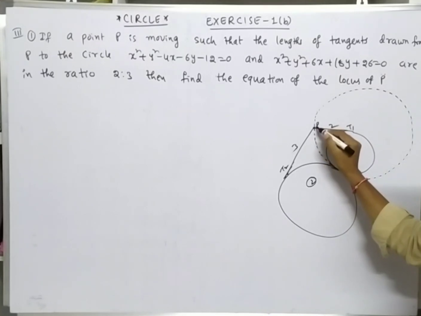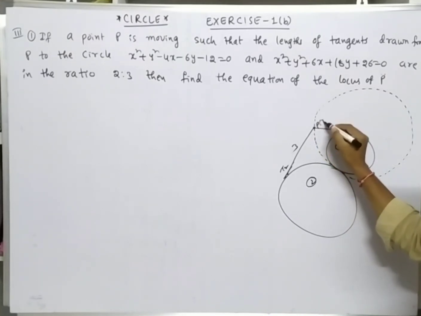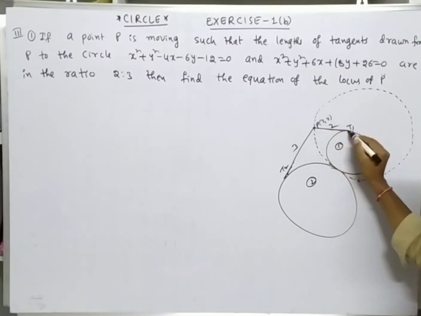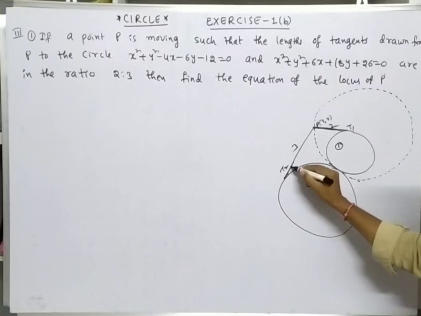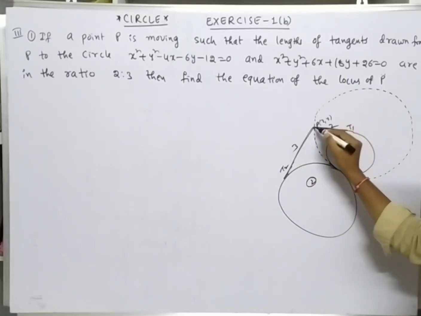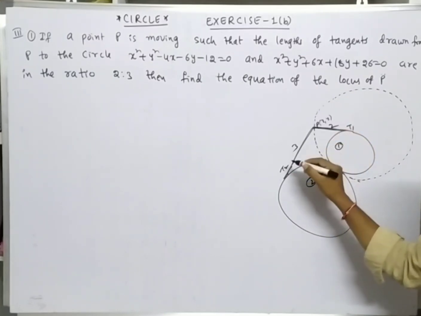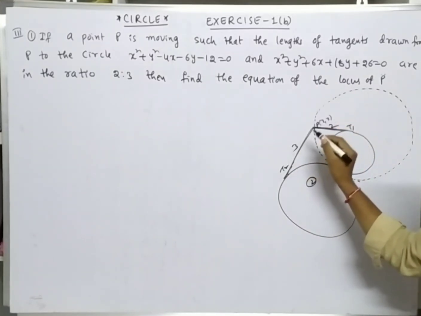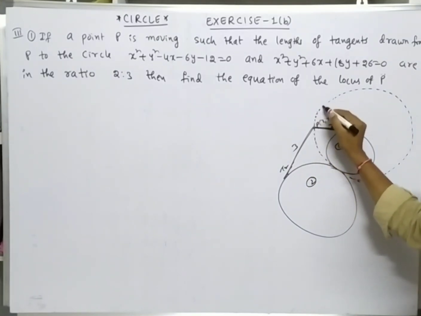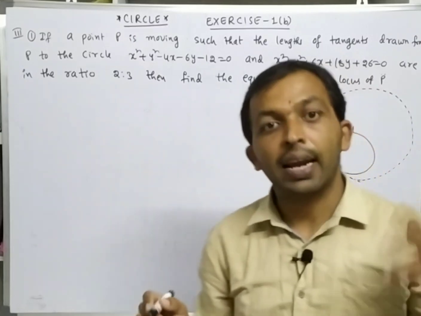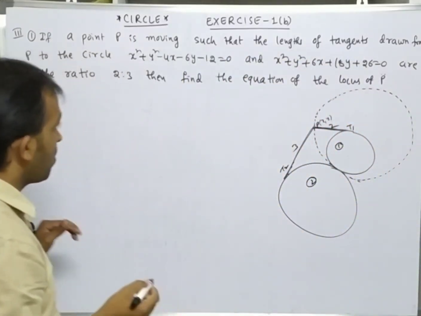This is the point P, a general point (x1, y1), moving such that the length of the tangent PT1 and this is the length of the tangent PT2. For example, this length is 4, this length is 6, then 4 by 6 means 2:3. Okay, like that this point P is moving. So find the locus of that point, we will get a circle. The locus of the point is a circle.